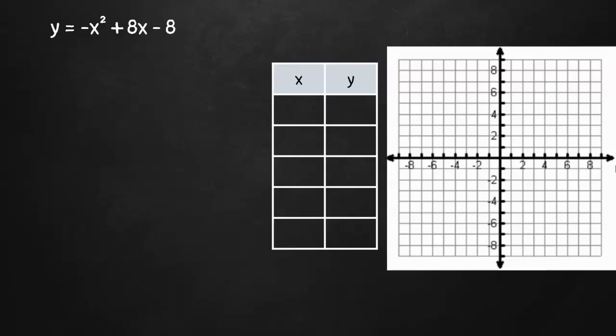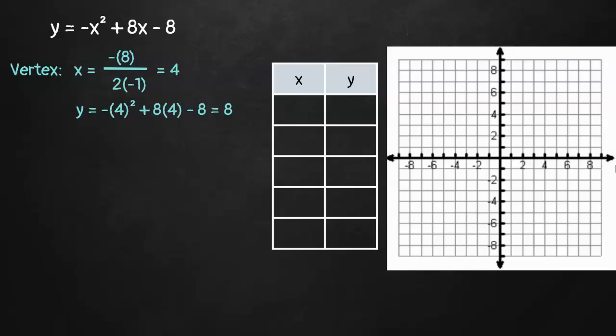Now let's look at a second example. Again, let's look at your vertex. So the opposite of -8 divided by 2 times -1, that gets me the x-coordinate of 4. Using substitution back into my quadratic equation, I'm going to get a y-coordinate of 8. That means that vertex is right at 4, 8. You can put your point on your graph.